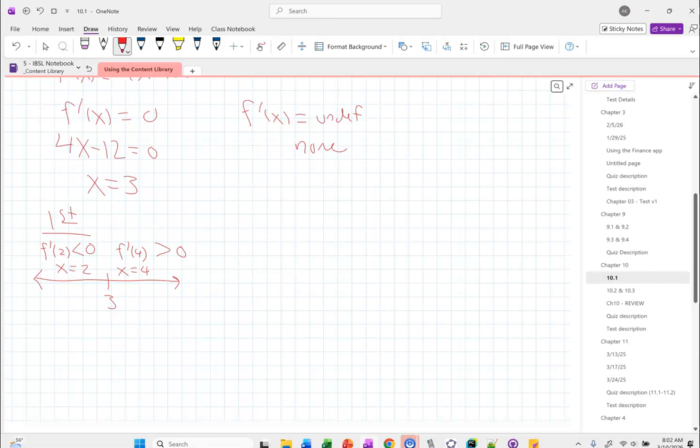So since this graph has gone from decreasing, negative derivative, and then changes to increasing, a positive derivative, what type of extrema do I have? It's a minimum, right?